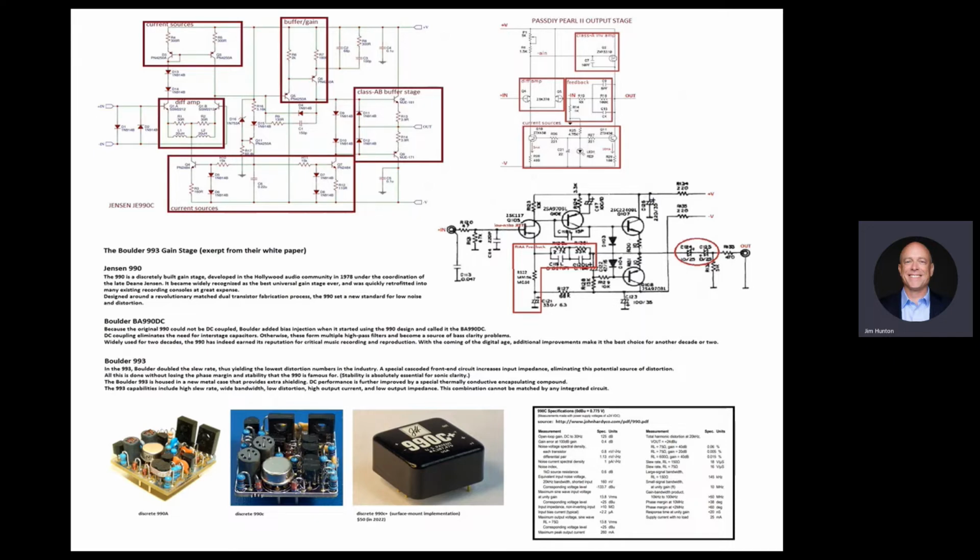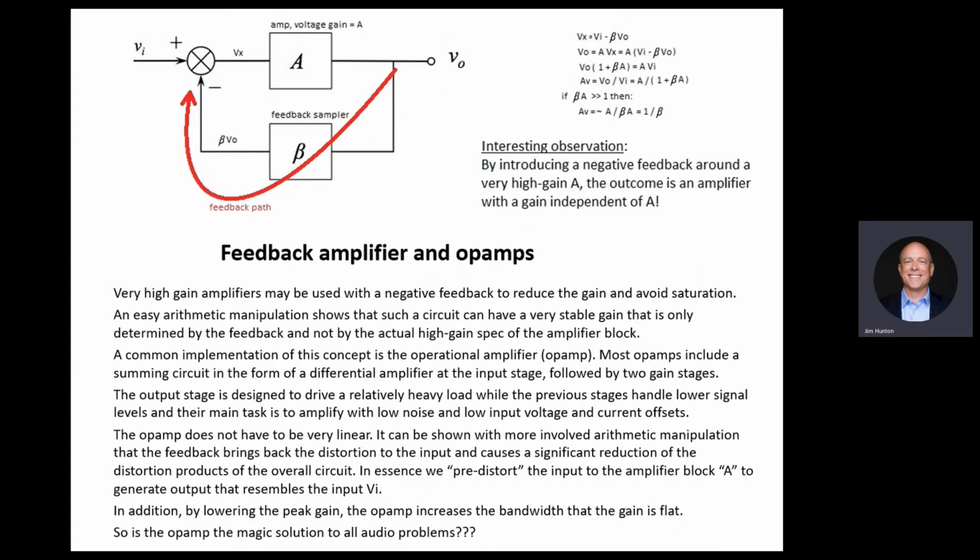The idea is basically to have a lot of gain, so you can do a feedback amplifier, right? To have this work well, you need the gain to be very high. And if the gain is very high, the whole math shows you that the output of this circuit is independent of that high gain.